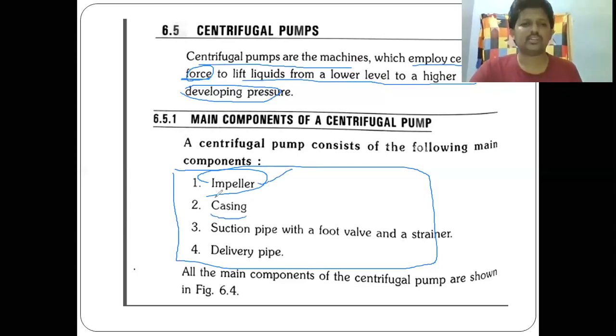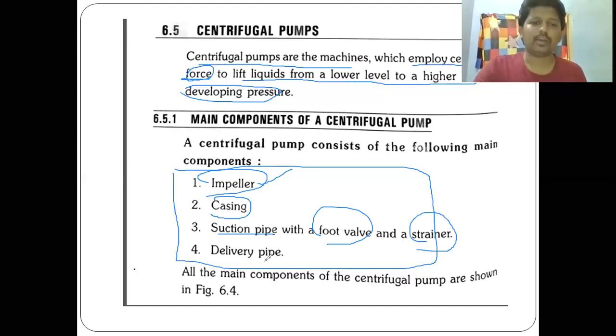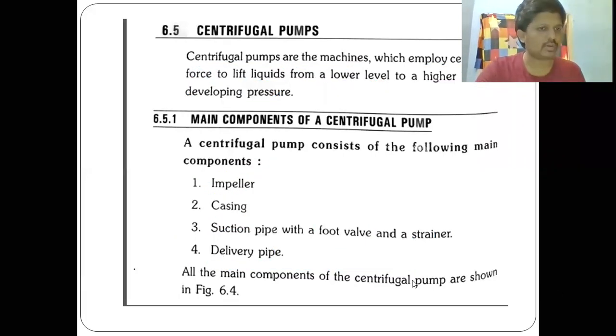Casing is something which protects the pump or the impeller from outside or external effects. Suction pipe means the pipe through which we suck water. Footwall is meant so that once the water is sucked into the pipe, it cannot go back to the sump again. Footwall only lets water flow in one direction. It can't go in the other direction. You can see footwalls in the wells in villages. Strainer cleans the water of impurities. Delivery pipe, as the name itself defines, delivers water to the desired place. Those are the four important components.